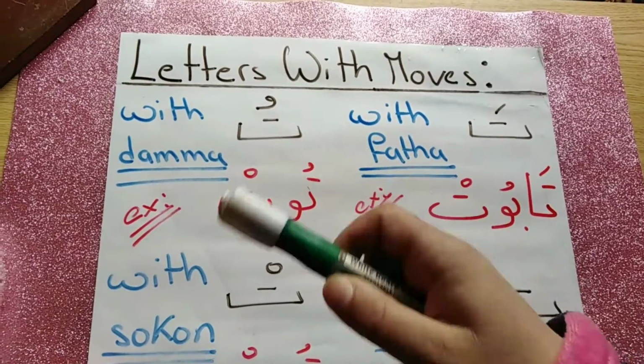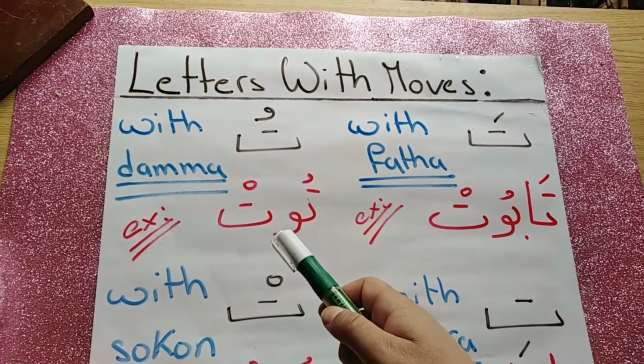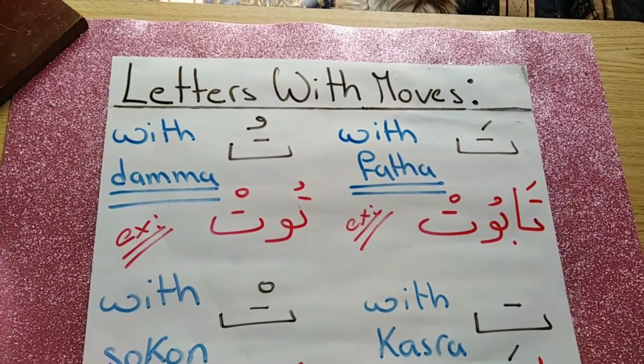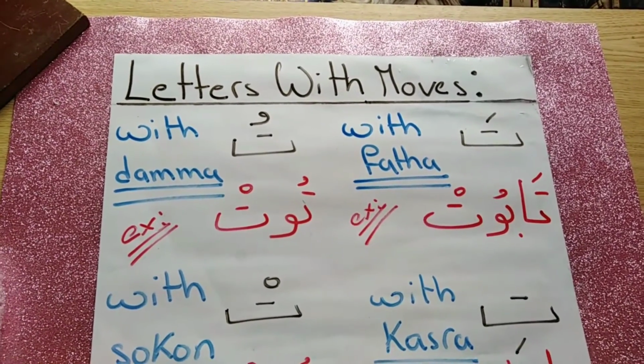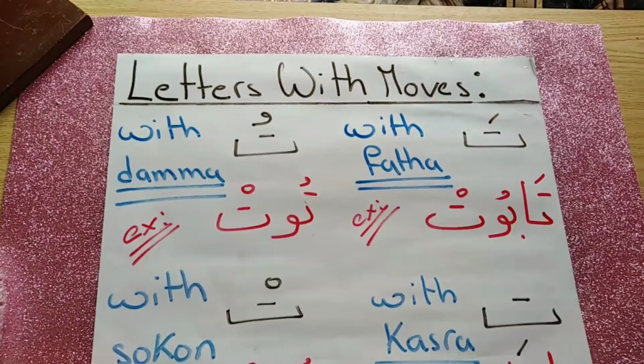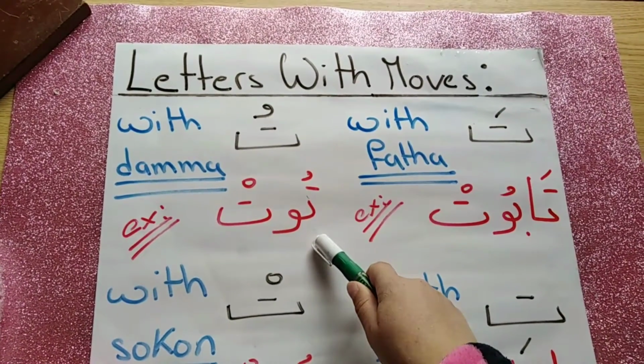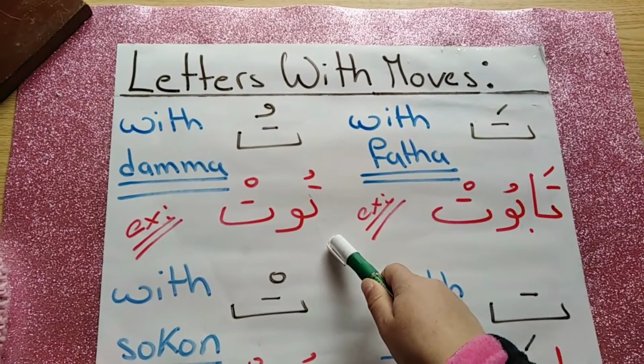Ta with dhamma is tu. Example, toot. Ta with dhamma is pronounced as tu. Toot means berries. Let's listen to ta at the beginning of the word. It was tu. Okay, toot.